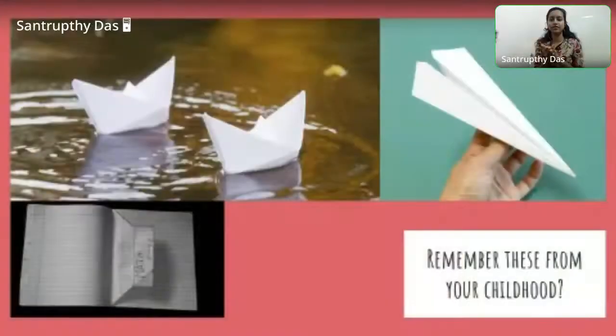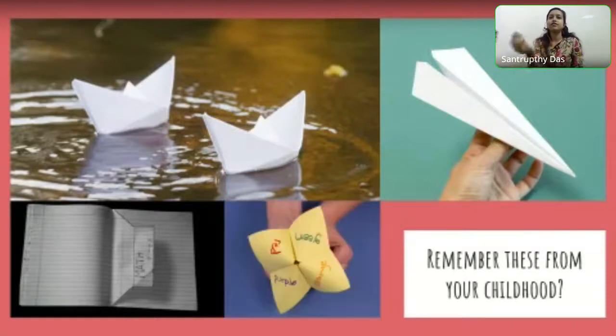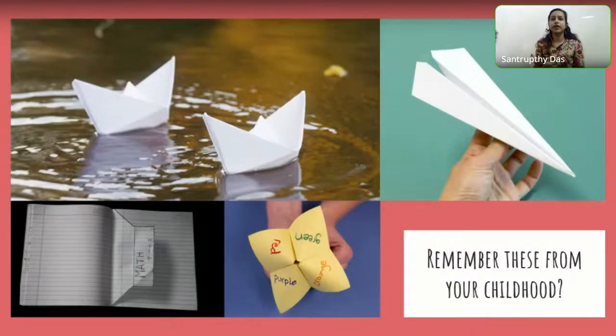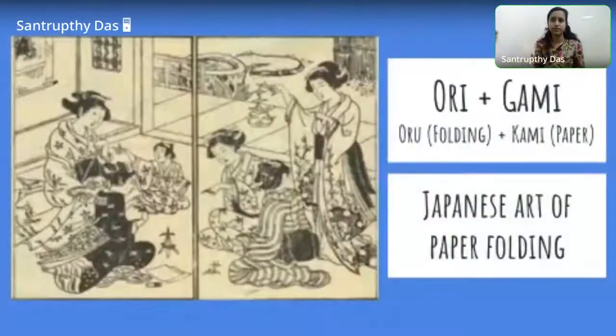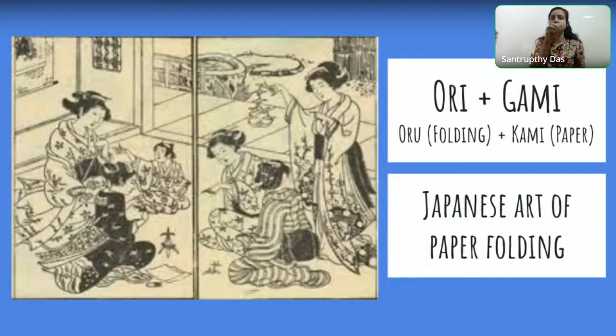Remember those segments we used to make in our notebooks while we used to partition the notebooks into two subjects? And of course, the fortune teller. So all of these are in some way origami. Origami basically comes from two words, oru, which means folding, and kami, which means paper. So this is the Japanese art of paper folding. And here we see an old woodcut art from Japan where ladies are shown folding origami birds.